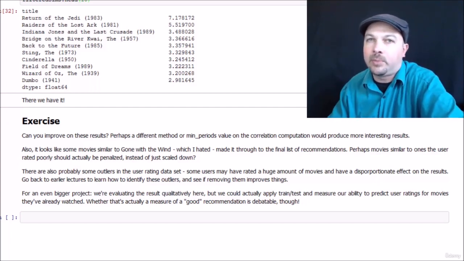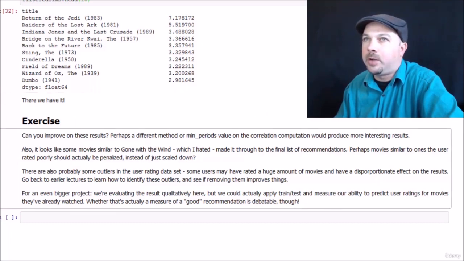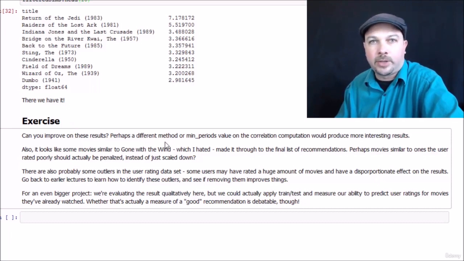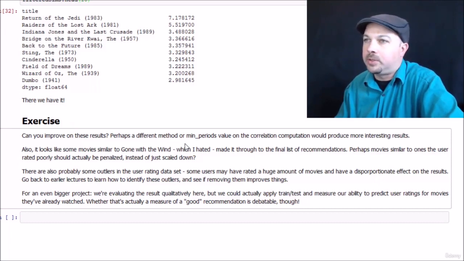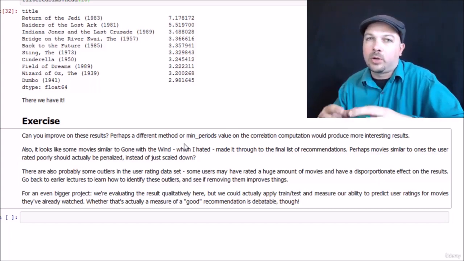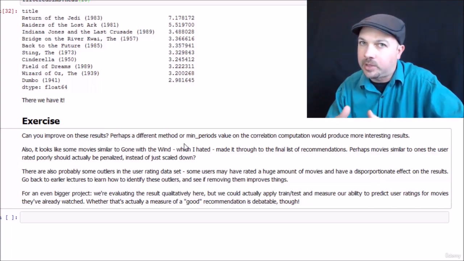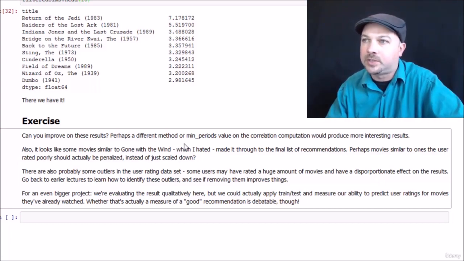So here are some ideas on how you might actually try to improve upon the results in this lecture. You can just go ahead and play with the item-based CF iPython notebook file and tinker with it. For example, we saw that the correlation method actually has some parameters for the correlation computation. We used Pearson in our example, but there are other ones you can look up and try out, see what it does to your results.